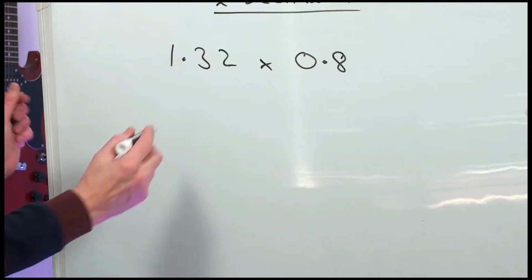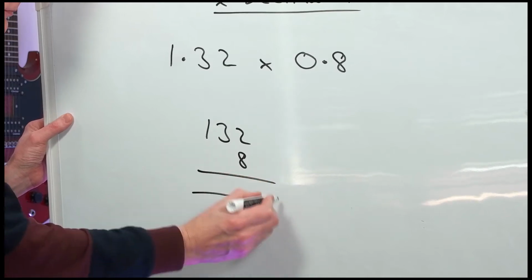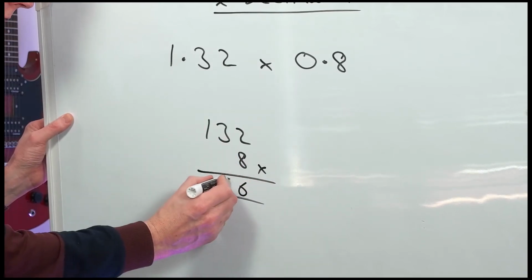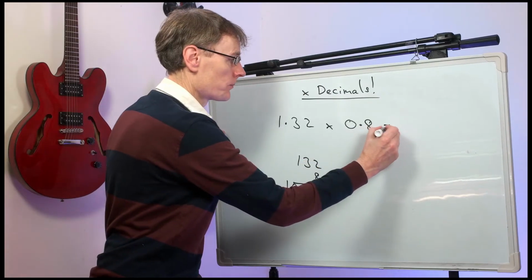1.32 times 0.8. It looks difficult. Don't do it. Do 132 times 8. 2 eights are 16. 3 eights are 24. 1 makes 25. 8, 9, 10. 1056 is wrong. So we write it anyway.